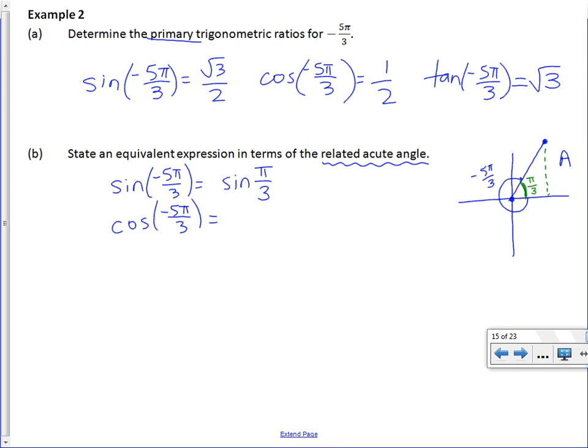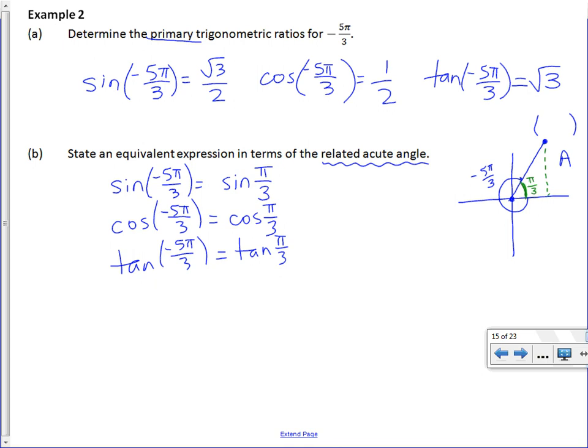Here's the thing, guys. I'm referring to the exact same point, right? So will everything be the same? Yeah. So cos of negative 5 pi over 3 equals cos of pi over 3, these are true. Tan of negative 5 pi over 3 is equal to tan of pi over 3. So all of these are equivalent expressions using the related acute angle. This has to be acute for this to be true.